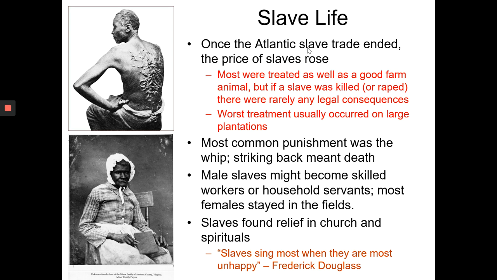And some might have a household servant type of job. Some might actually work in what industry there is in the South. You may actually find some slaves there. But for the most part, this is going to be agricultural work.